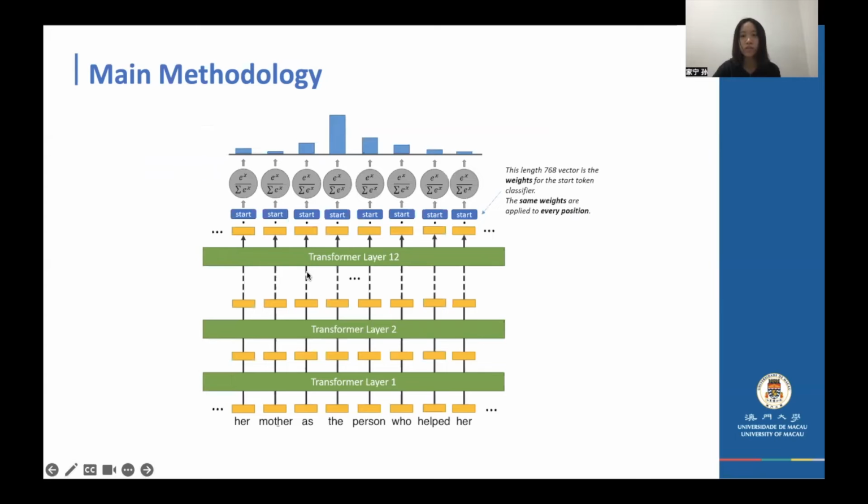These are the tokens from the reference text, and for every embedding, we are going to multiply the final embedding by this vector that I've labeled the start. It's the weight of the start token classifier. We will apply the softmax activation function on the output. What that gives us is a probability distribution. If it's working properly, it will predict the highest probability for the token "her". It does the same thing for the end token. It will predict "mother" as the end of the answer span.